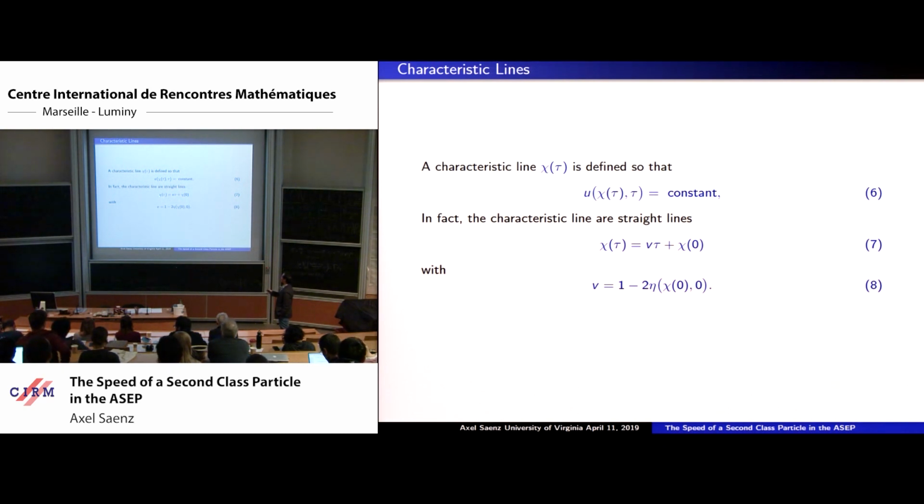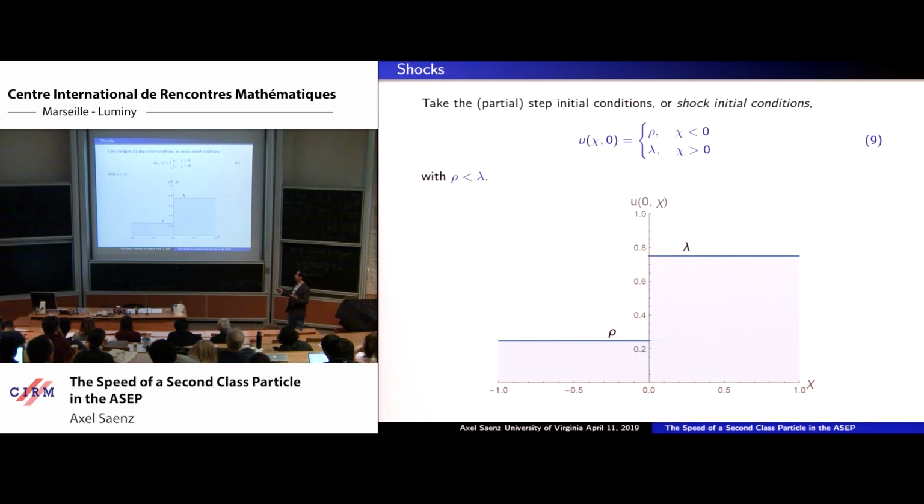given by a straight line where the slope of the line is given by the initial configuration, and then it just follows that straight line. It depends just on the initial location, and the amplitude depends just on the function initially. And the thing that we are going to look at is this type of step initial conditions.